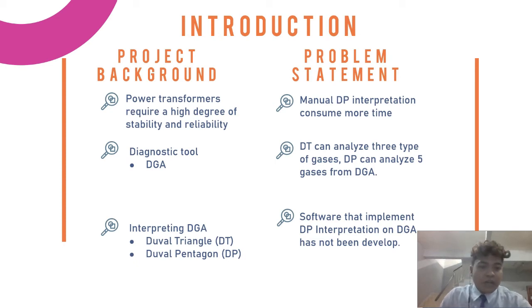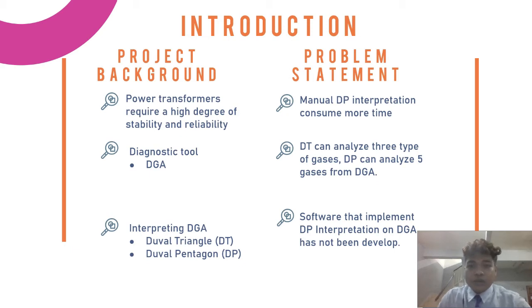So after the DGA is obtained, DGA comes in concentration of gas. After DGA is obtained, we need to interpret the DGA. Of course, there are many ways to interpret this DGA. So I will be focused on two methods, which is DUVAL triangle and DUVAL pentagon.